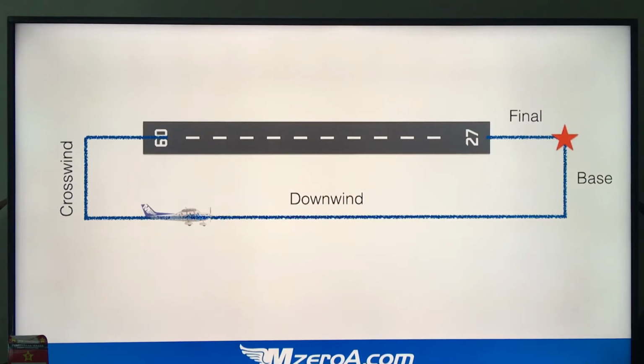Next is the base to final turn. Whenever you hear about stalls and spins, almost always does the base to final turn come up. In fact, a popular check ride question our check ride examiners around here like to ask is, what is the most popular stall spin area? And it's always base to final.